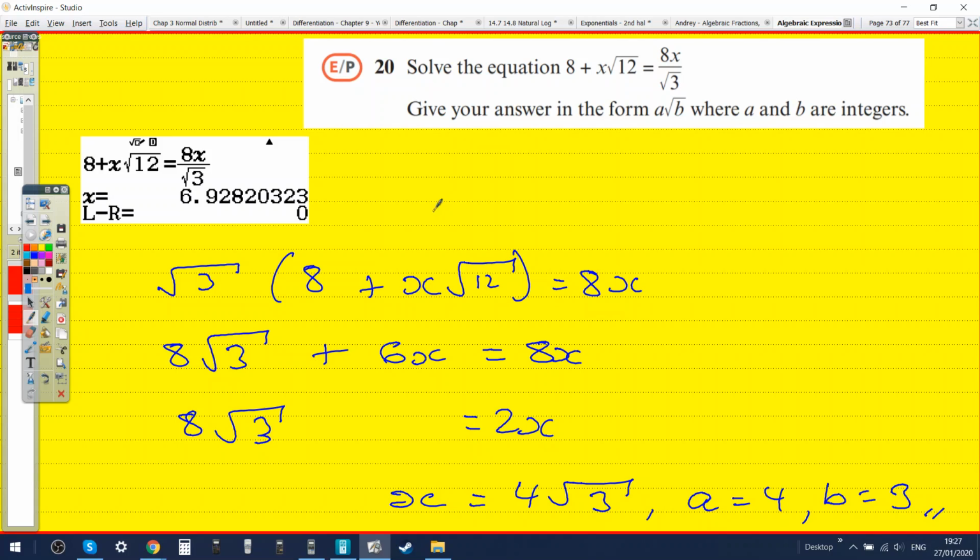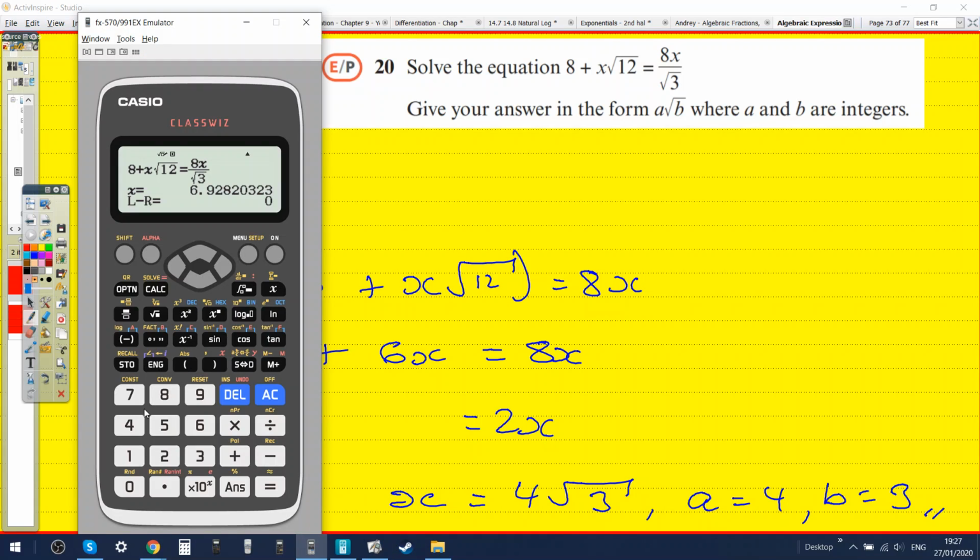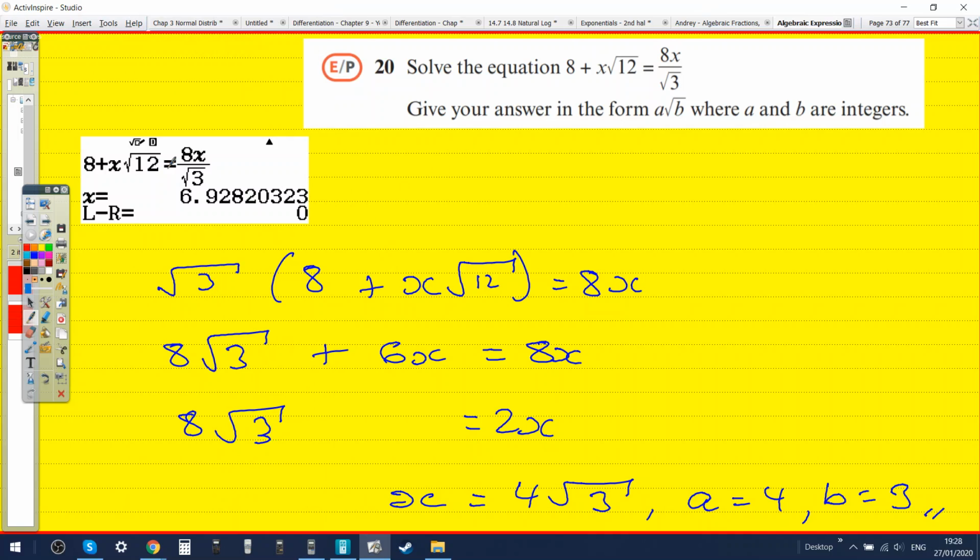And in fact, we could now put it into our calculator. Let me try something. Press answer, press equals. 6.928. And I put into my calculator 4 root 3, SD, 6.928. I get the same number. And so I know we're correct. Any questions there?